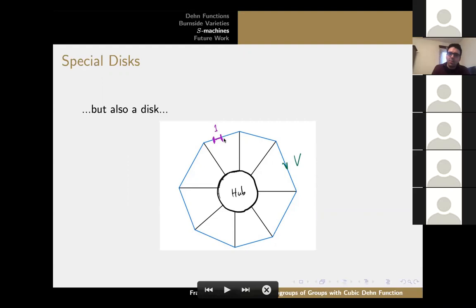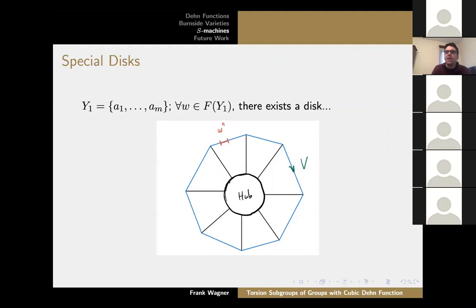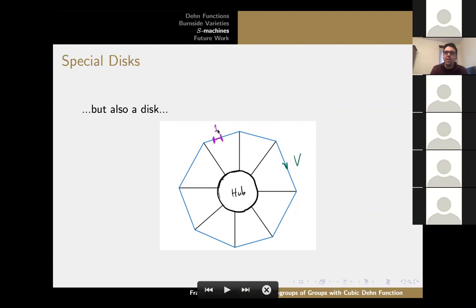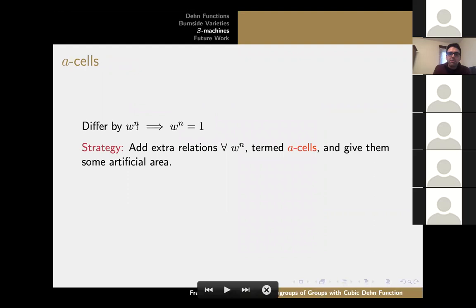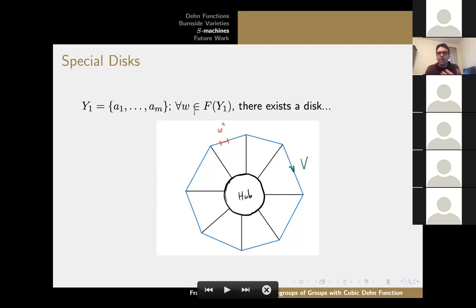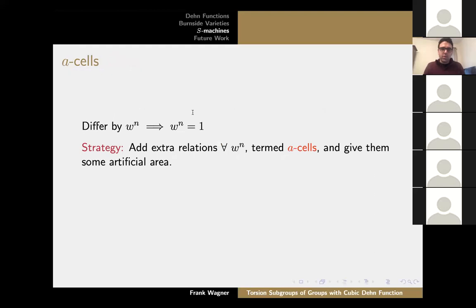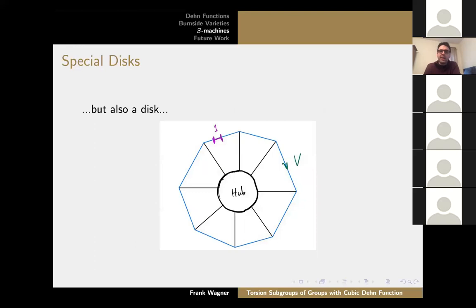The difference between these two disk relations around the outside is only that in this one place, this was W to the N here, and this was nothing, which means that they differ by some W to the N. Now this occurs for all W, not just one specific one. I can do this where it happens for all W. So what that ends up giving us is that W to the N is one in this group, because these two things, which are each trivial, differ only by the insertion of this W to the N.